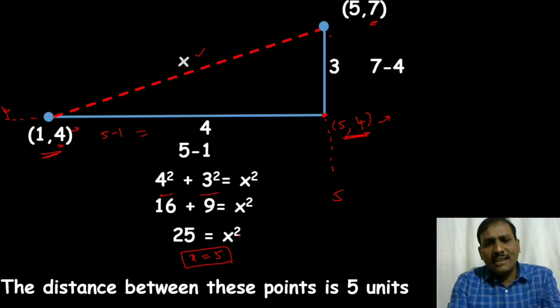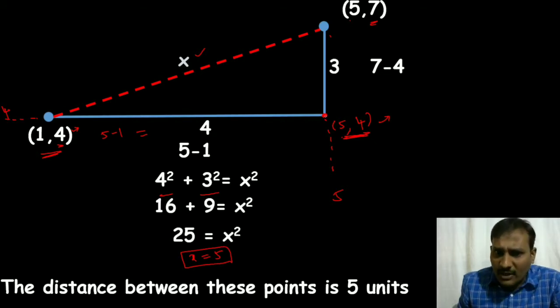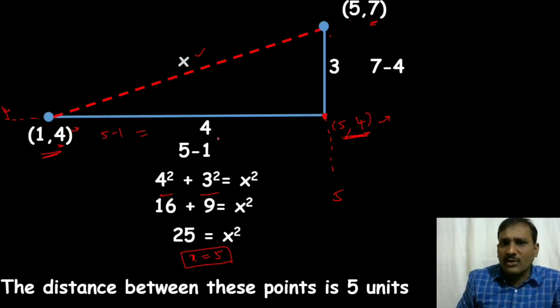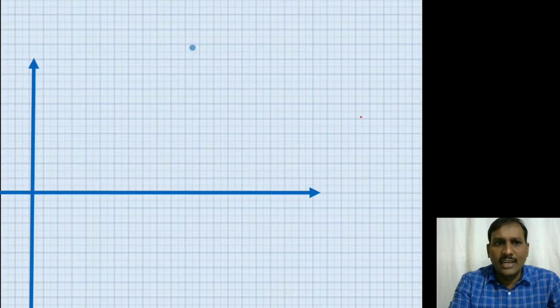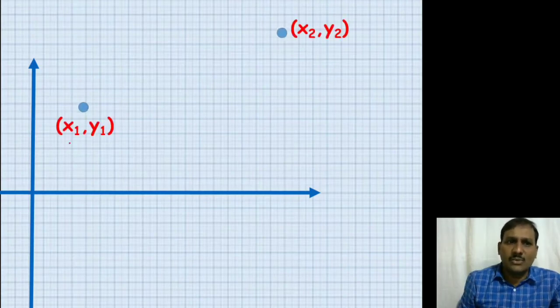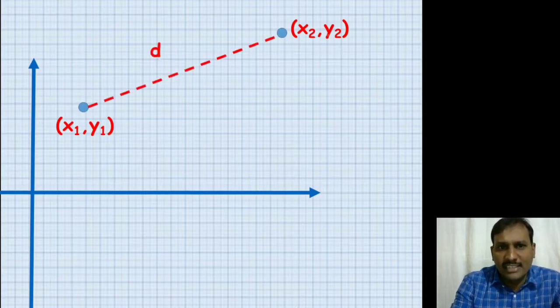But isn't it a lengthy process to find this point and find the x value and y value? Yes. So let us find a formula. Let us generalize this method. Let us take 2 points, x1 comma y1 and x2 comma y2. We have to find this distance.